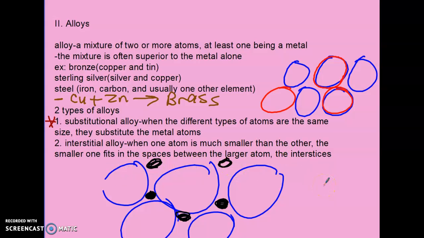So it either makes the metal stronger or makes it last longer. Maybe it doesn't rust as easily and so on. So there's lots of reasons. So bronze, for example, is a mixture of copper and tin. Sterling silver, which is popular in jewelry, is silver and copper. Silver tarnishes really easy. And interestingly enough, so does copper. But when we mix them together, sterling silver doesn't tarnish as easily. It's a little bit superior to either of those by themselves.